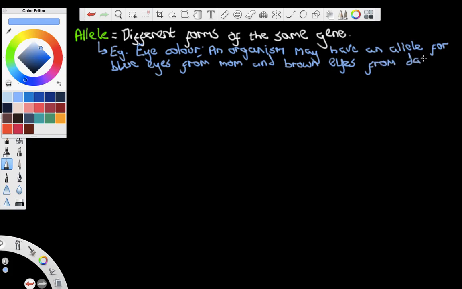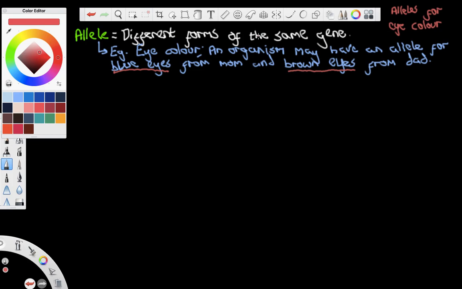Now, these are both genes for eye colour. However, they're slightly different. One is for blue eyes and one is for brown eyes. So these would each be alleles for eye colour. Okay? So what I've underlined in that colour would be alleles for eye colour. So they're both for eye colour, but they're for different colours.